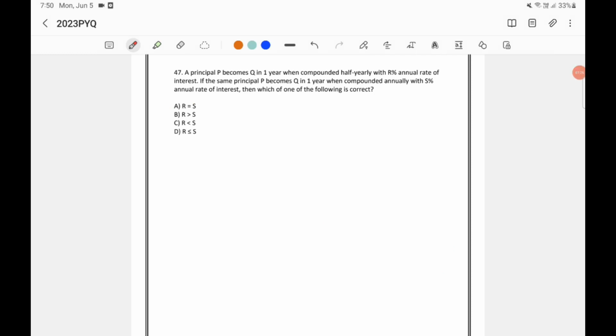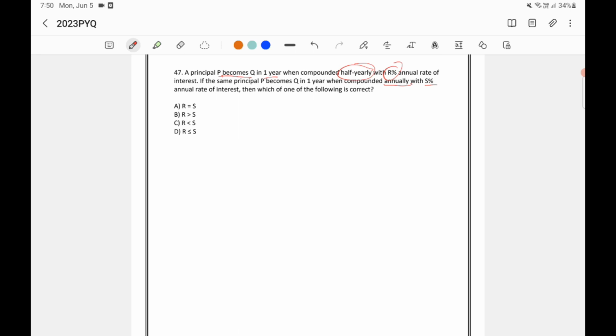So this is a question from simple and compound interest. Here actually it's very difficult if you are using the formulas to solve this one. Better you can just assume a value. So here it says that a principal P becomes Q in 1 year when compounded half yearly at R% annual rate of interest. If the same principal P becomes Q in 1 year when compounded annually with S% annual rate of interest, then which of the following is correct?